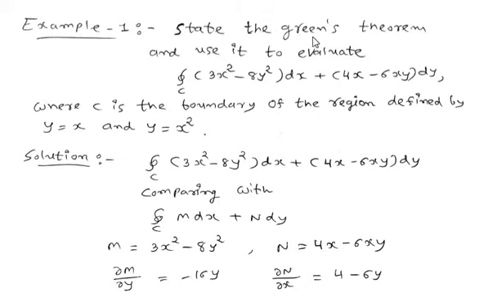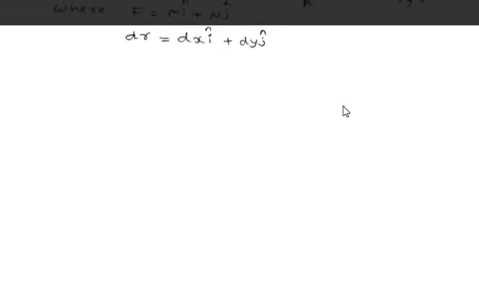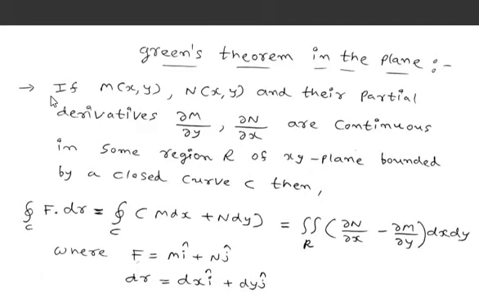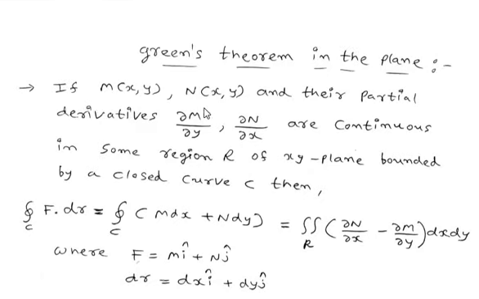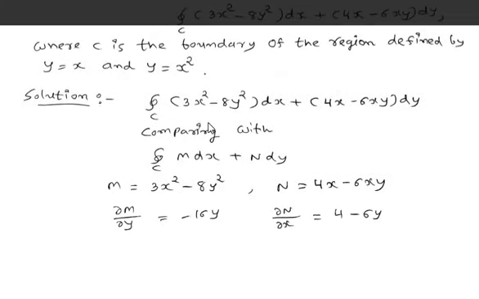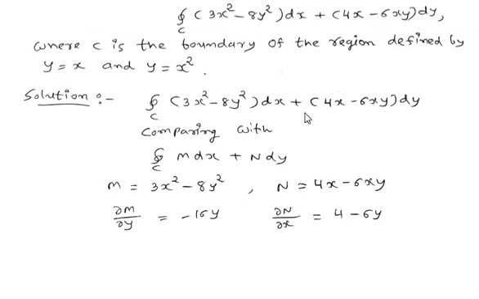Before that, we have to write down the statement of Green's theorem, and that is already discussed with you, right? This is the statement of Green's theorem. Okay. Now first of all, what we have to do is compare this integration, 3x square minus 8y square dx plus 4x minus 6xy dy, with the standard form of integration M dx plus N dy. So we will be having the functions M and N in terms of x, y. So we have M equals 3x square minus 8y square and N equals 4x minus 6xy.